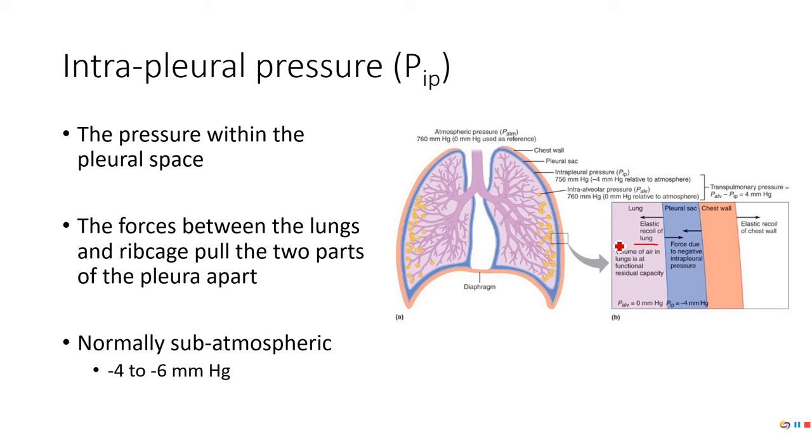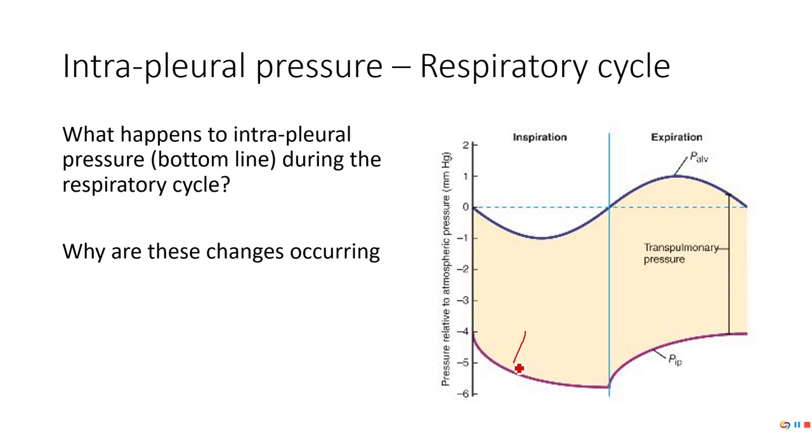Now, normally, the pressure between these two is below atmospheric, okay? And so oftentimes when you read textbooks about intrapleural pressure, you'll have a negative pressure. Okay, you can't actually have a negative pressure. It's just saying that it's lower than atmospheric pressure, okay? And so what happens is when we breathe in, and this is pleural pressure here, the pressure becomes more negative, or it decreases as we inspire and it increases as we expire.